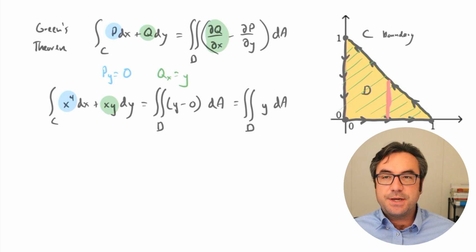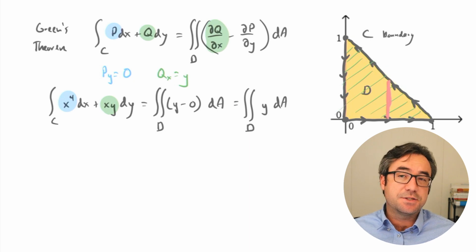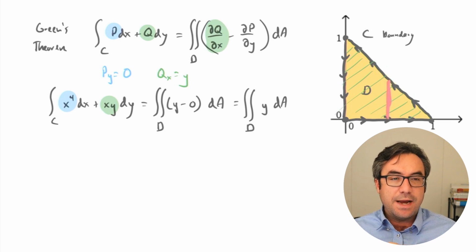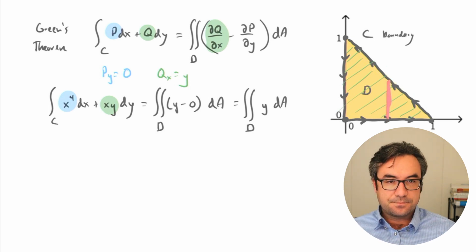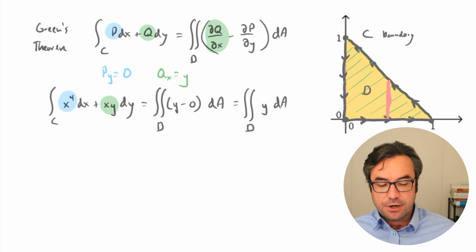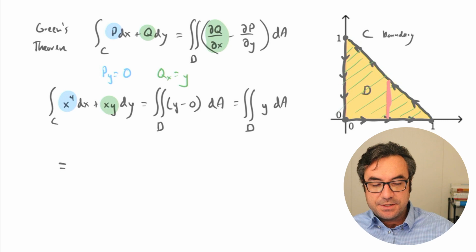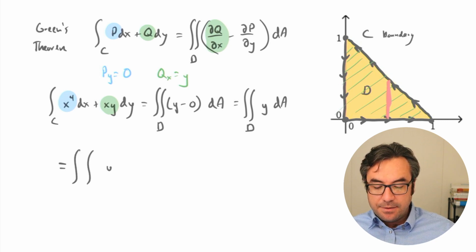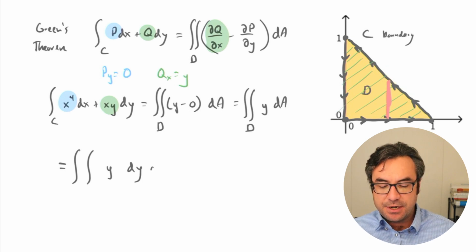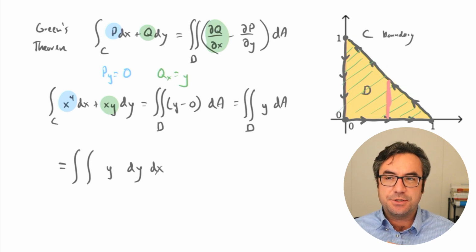Now, in this case, we can draw it either parallel to the x-axis or parallel to the y-axis. I'm going to do it parallel to the y-axis here. And this will help us figure out what the limits of integration are going to be. So we're going to write this as an iterated integral. And let's start with the y limits of integration, and then we'll figure out the x limits of integration.